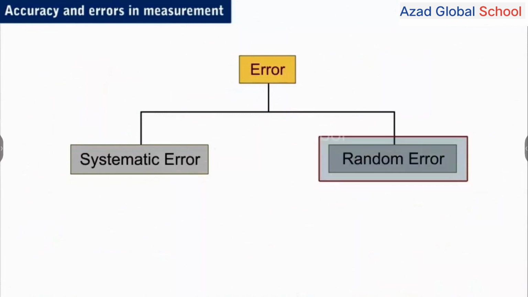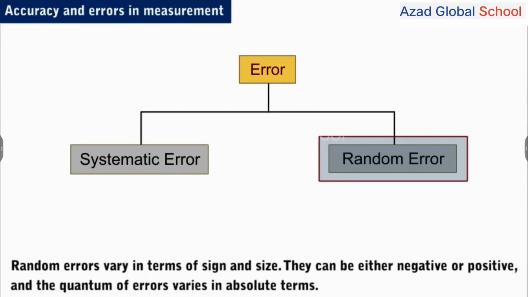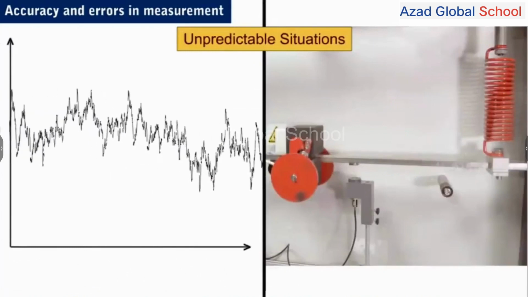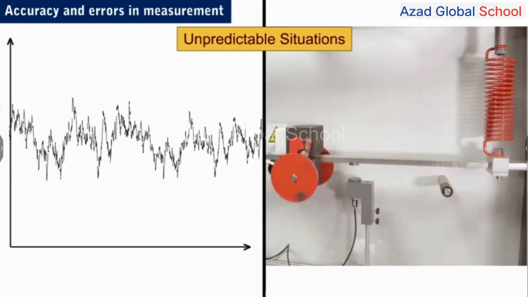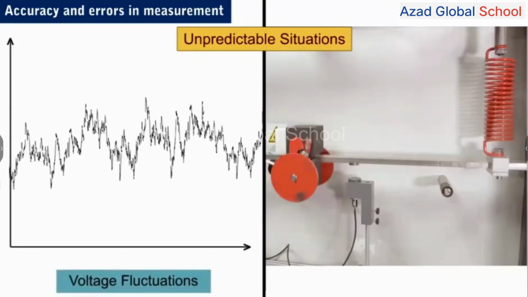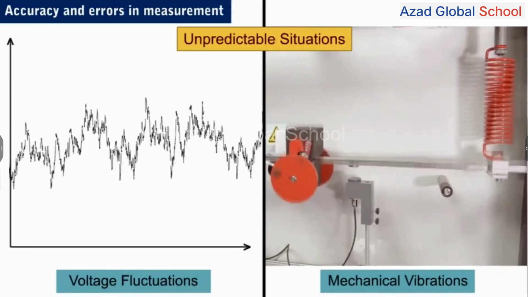Random errors are akin to what they are called: random. These errors vary in terms of sign and size, that is, they can be either negative or positive, and the quantum of errors varies in absolute terms. These errors can arise out of unpredictable situations, such as a sudden change in environmental conditions, voltage fluctuations, or mechanical vibrations in the experimental setup, etc. Random errors can be minimized or eliminated by ensuring that the measurements are taken under stable conditions and using properly set up instruments.